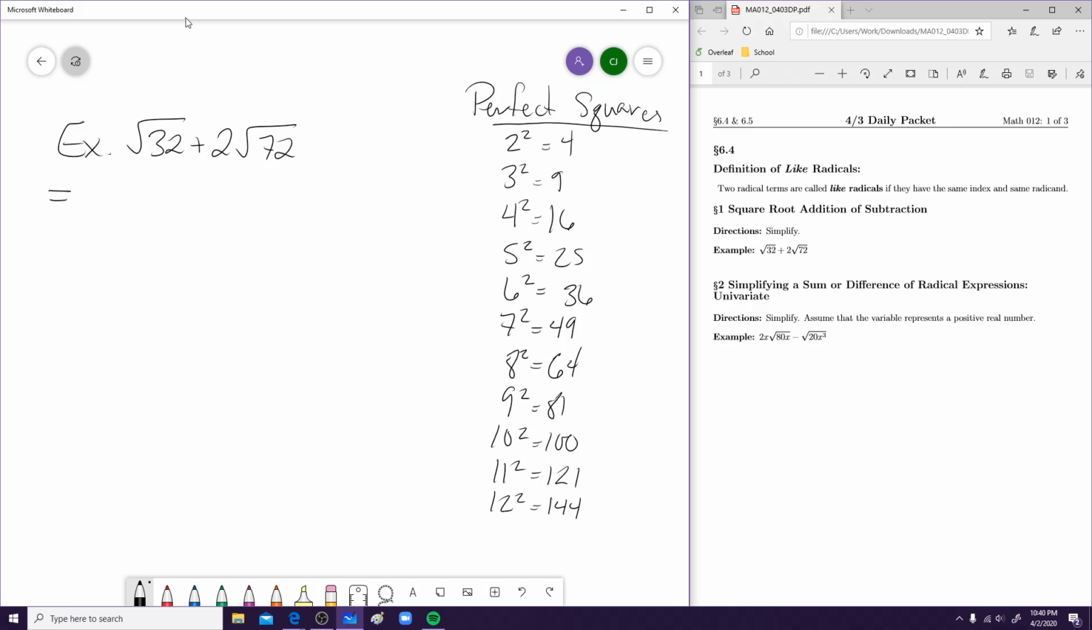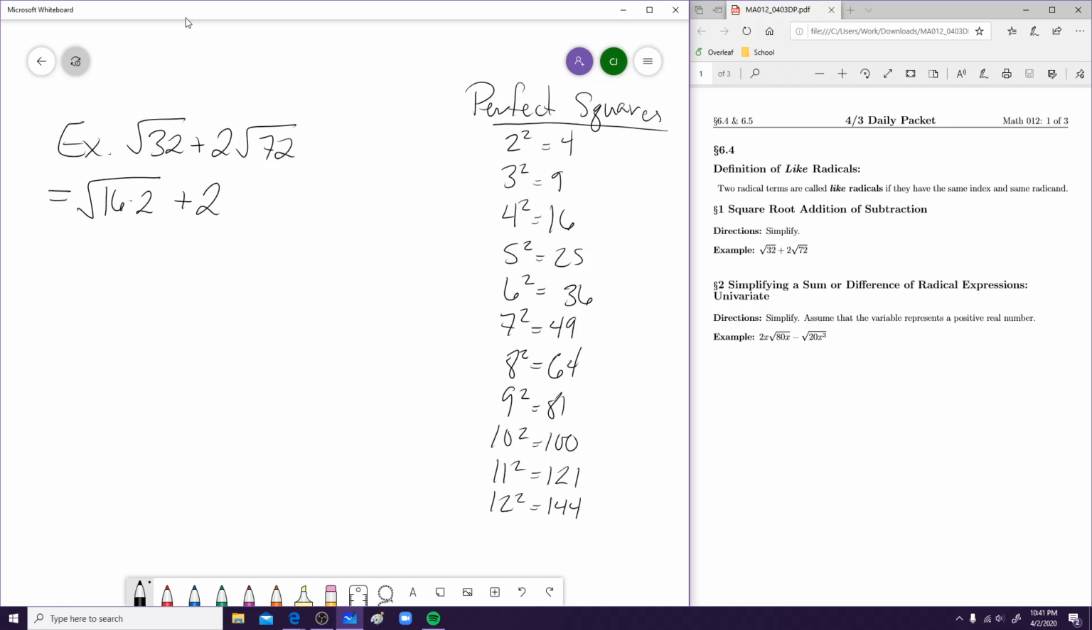For the square root of 32, I'm going to look at my chart over here, and our goal is to find the very first perfect square that goes into 32 nicely. The first number that is smaller than 32 is 25, but 25 does not go into 32 evenly. And then I look at 16, and 16 times 2 is 32, or 32 divided by 16 is 2. So how can I rewrite 32? I can rewrite it as 16 times 2.